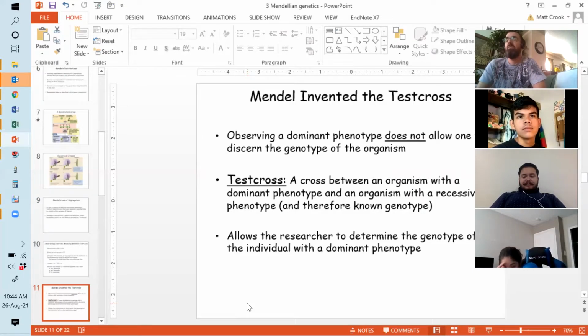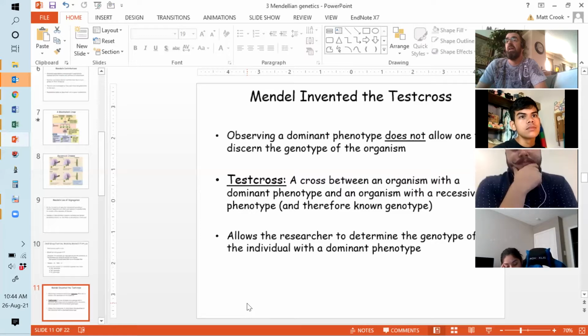So if you have a dominant individual, how do you figure out what the genotype is of that individual? Well, the way you do that is by carrying out a test cross. And essentially you look at what comes out of that cross.